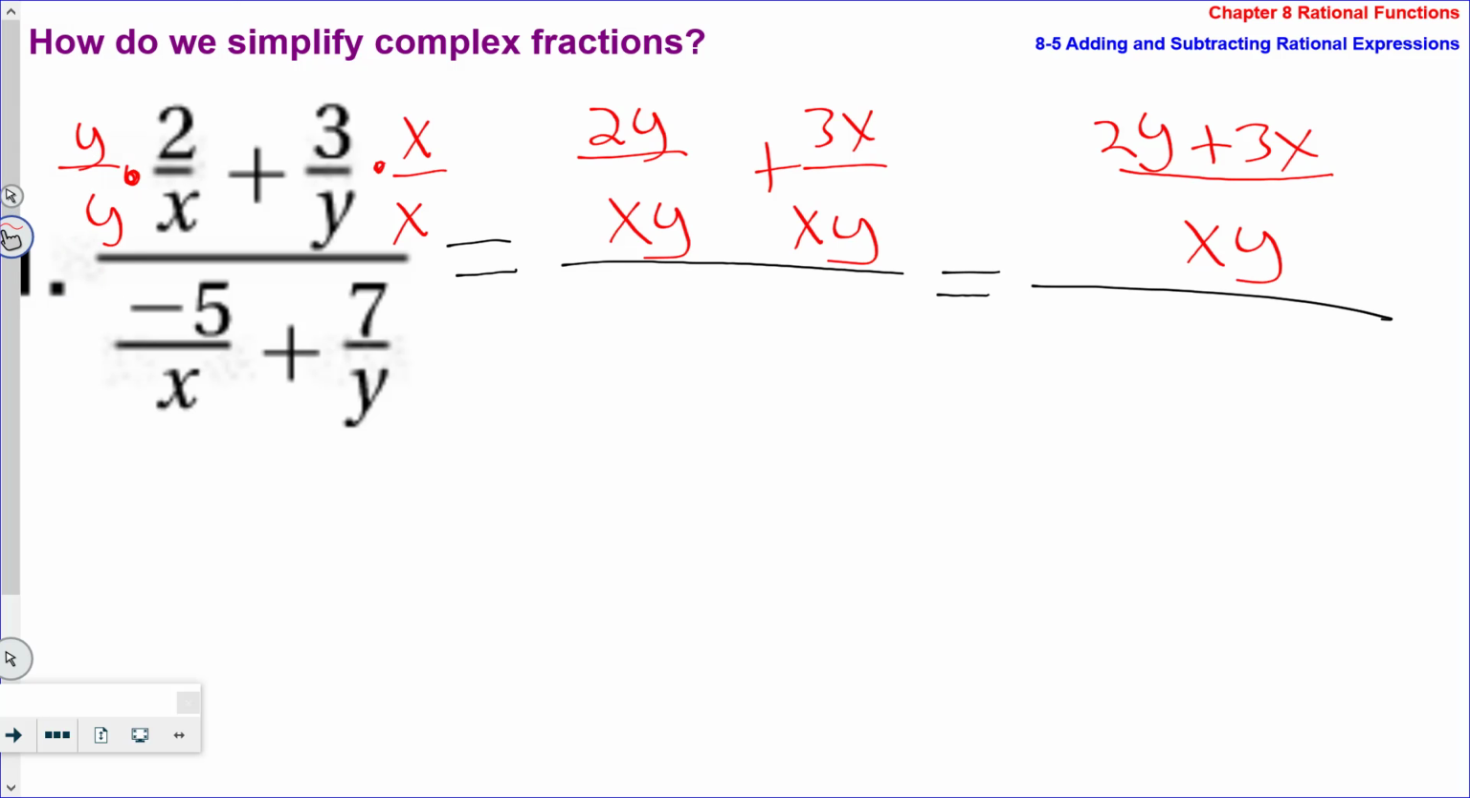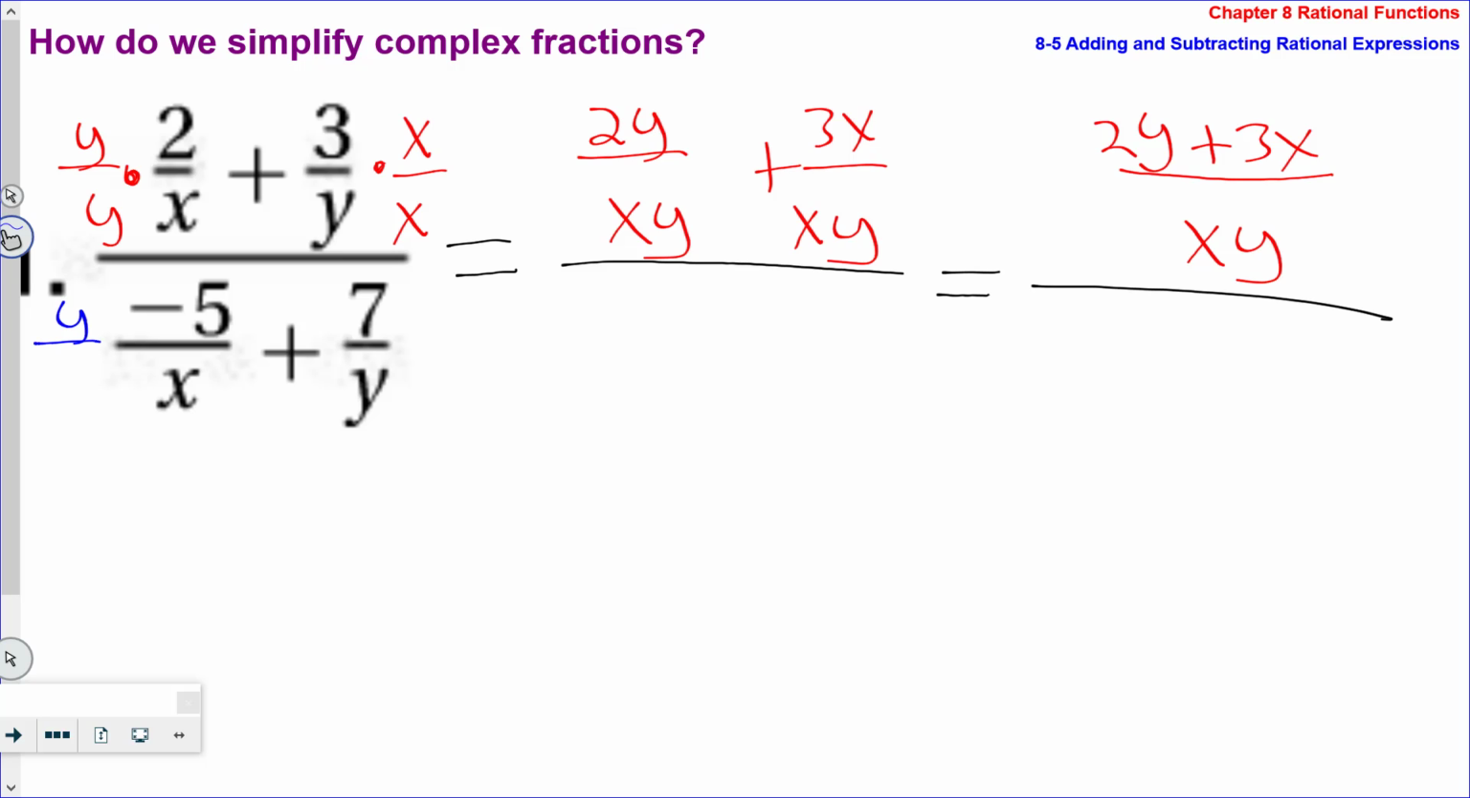Does anyone have any questions about the numerator? Step number 1 is to write the numerator as a single fraction. We've achieved that goal. The numerator is a single fraction. Good? Let's move down to the denominator. So we have 2 fractions. We need to add these 2 to make a single one. We need a common denominator. What do we need to multiply each fraction by in order to achieve that goal?